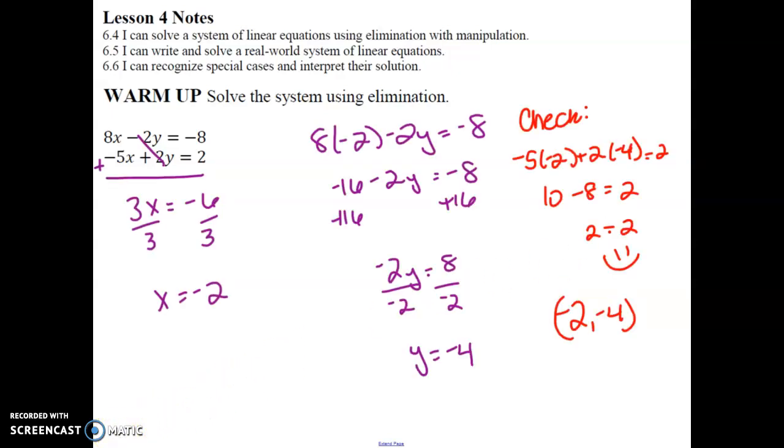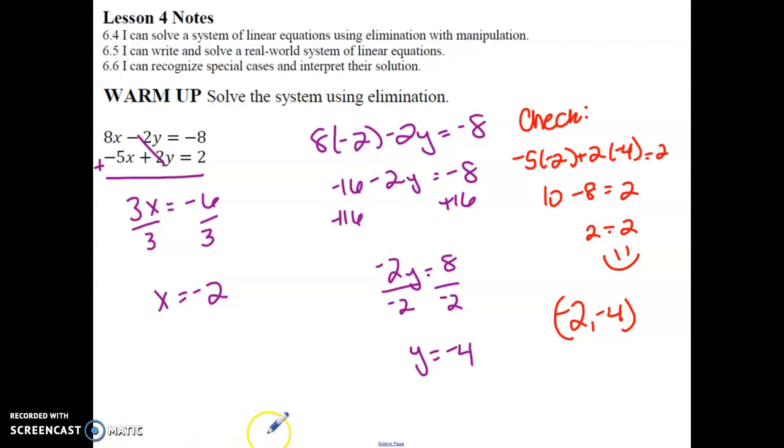Okay, I have the work up here, so those of you who really want to work through it, if you did not get -2, -4, hit pause, check your work. That should be your answer there. Go back and check it. Most common mistakes have to do with signs, so really be careful with those negative signs there.